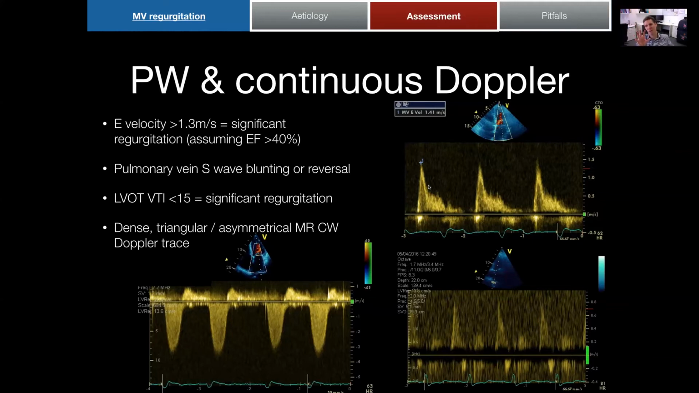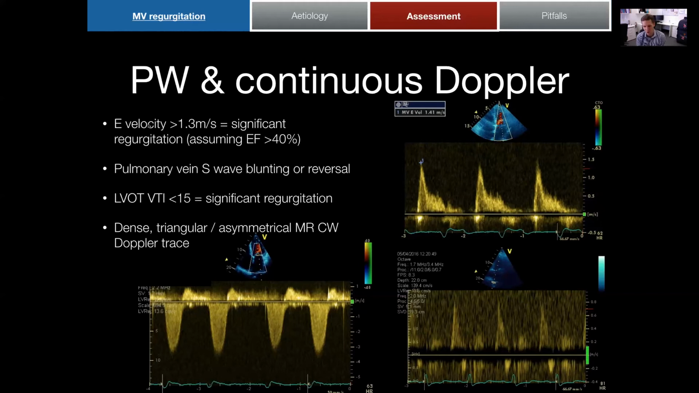You've got a whole bunch of blood coming back into the left atrium, and a lot of blood coming forward into the left ventricle. So an E wave velocity greater than 1.3 meters per second suggests significant mitral regurgitation, as long as your ejection fraction is pretty close to normal, so greater than 40%. Okay? So a nice little tip and trick, commonly missed.